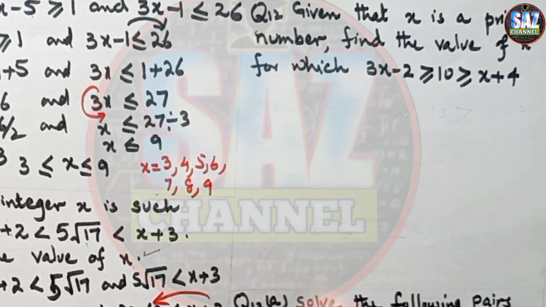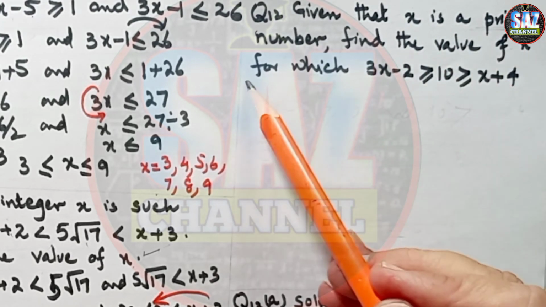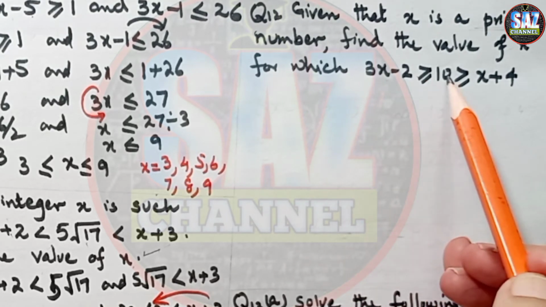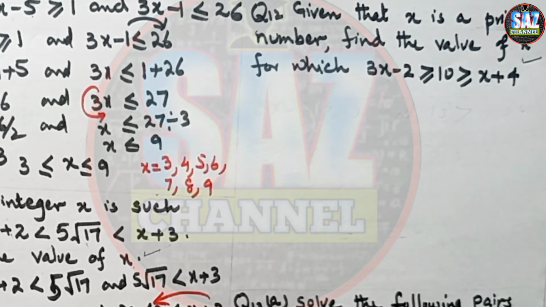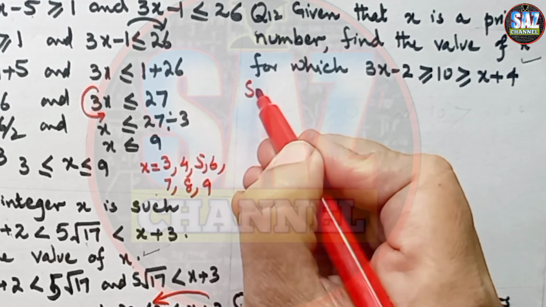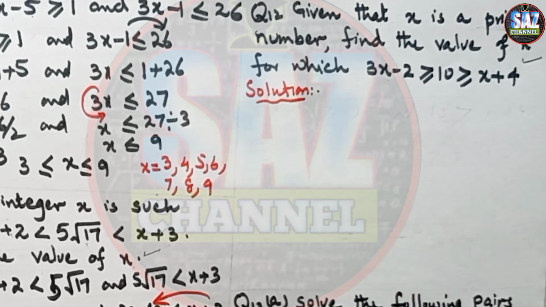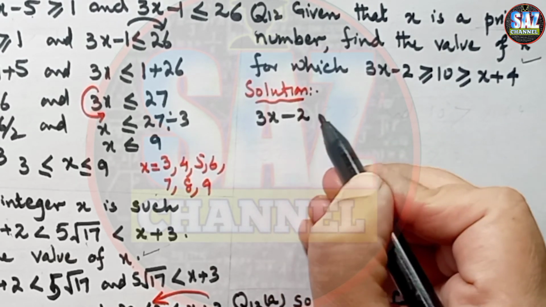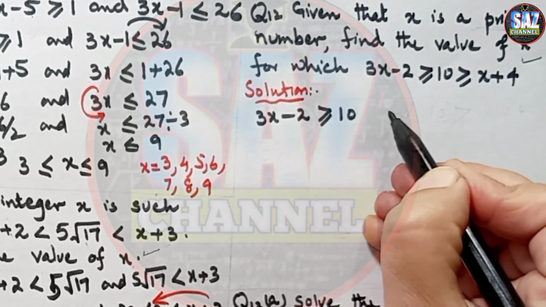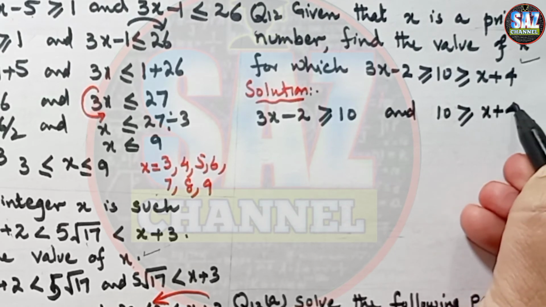The question says, given that x is a prime number, find the value of x for which 3x minus 2 is greater than or equal to 10, and 10 is greater than or equal to x plus 4. In order to get the prime number which can satisfy these two inequalities, first of all we have to divide the inequality in two parts: 3x minus 2 is greater than or equal to 10, and 10 is greater than or equal to x plus 4.